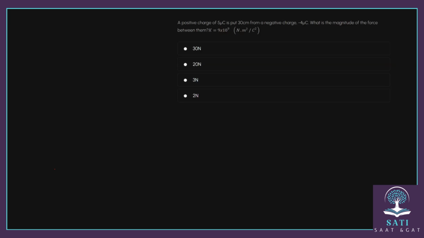A positive charge of 5 microcoulomb is put 30 centimeter from a negative charge, which is negative 4 microcoulomb. What is the magnitude of force between them? Then K is given, which is 9 times 10 to the power of 9. Okay, what is the formula to find the force between two charges?